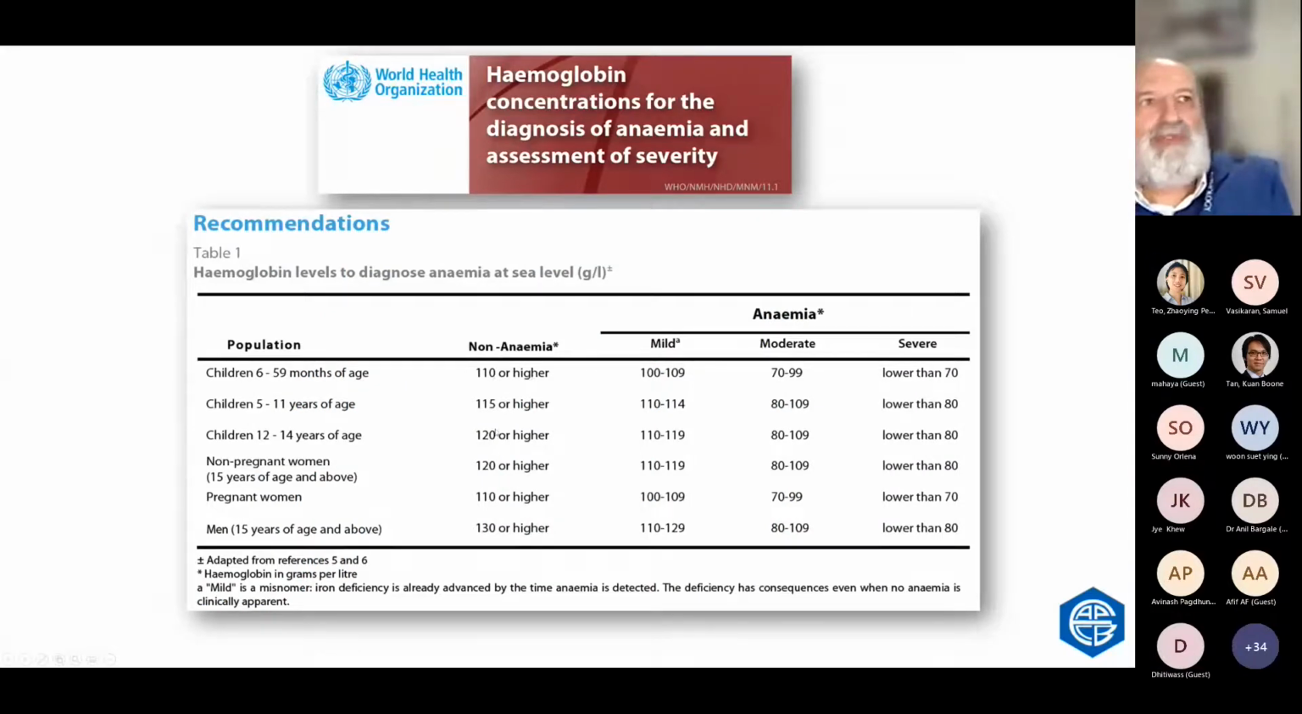what a typical reference interval should be, but they've also defined what mild, moderate, and severe anemia is in each of these age groups. But these are clinical decision limits. They're not to do with health. They're to do with what is moderate and severe disease.